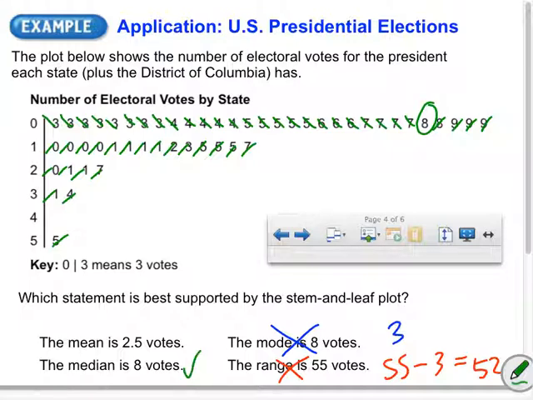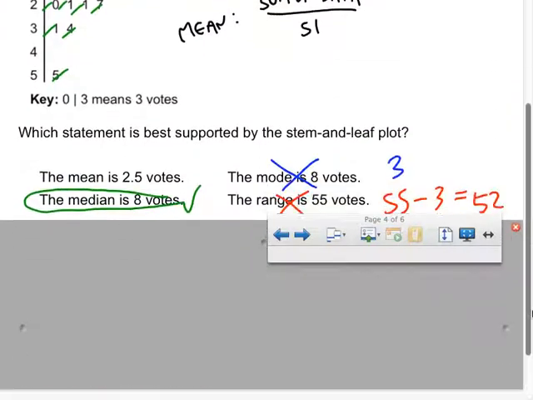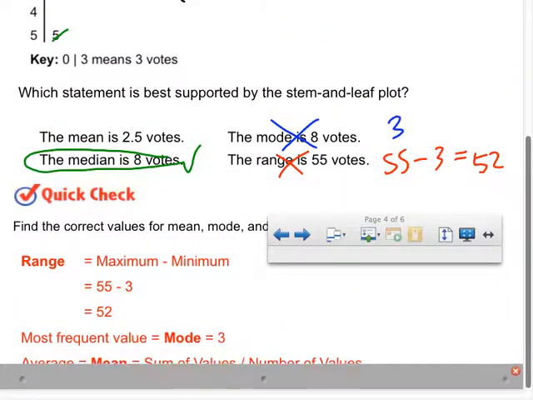So is our median 8? It is. Now, I'm not going to worry about you guys calculating the mean, but how do we calculate the mean? Nathan, how do we calculate the mean? Yes, we're going to add all the numbers and then what? Right, so the mean is the sum of the data divided by 51, because there are 51 data values. Okay, last slide. And that's what we just did earlier.